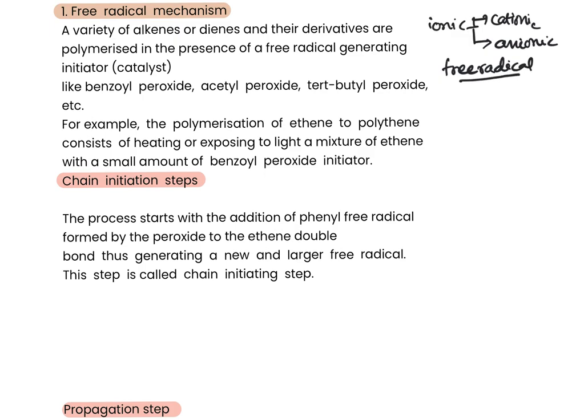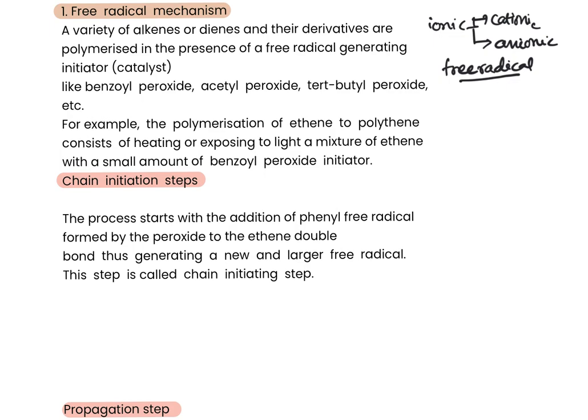So according to the textbook, we will discuss first the free radical mechanism. A variety of alkenes or dienes and their derivatives are polymerized in the presence of a free radical generating initiator, that is called a catalyst. Some of the compounds given here are, for example, benzoyl peroxide.